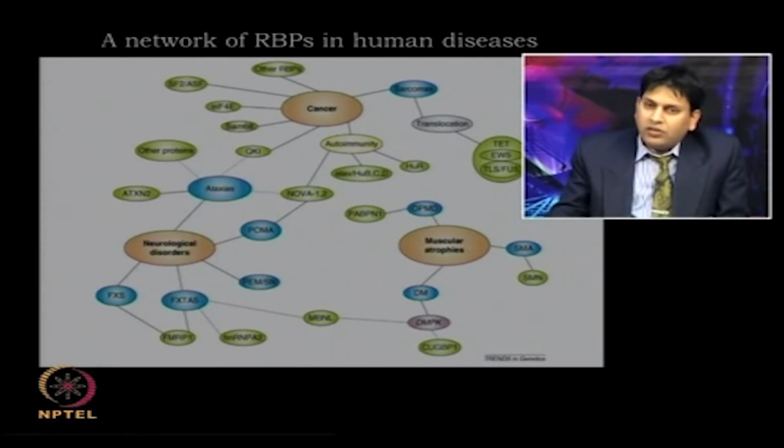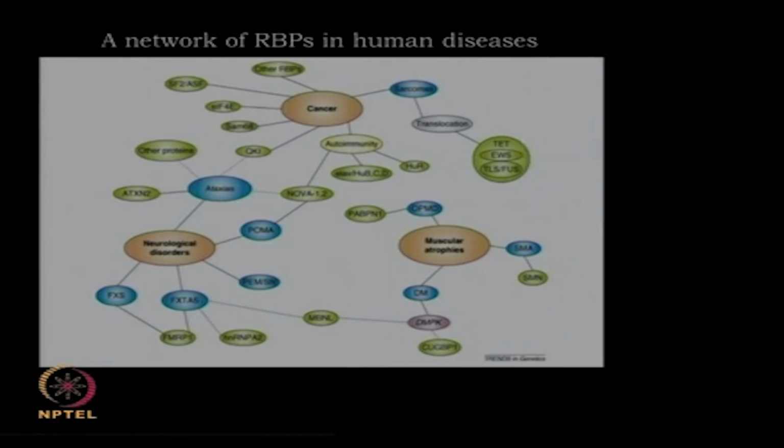And now, let us take a specific example of a muscular atrophy called myotonic dystrophy. In this particular kind of disorder, a CUG repeat binding protein called CUGBP1 binds to the 3' untranslated region of a DM protein kinase.